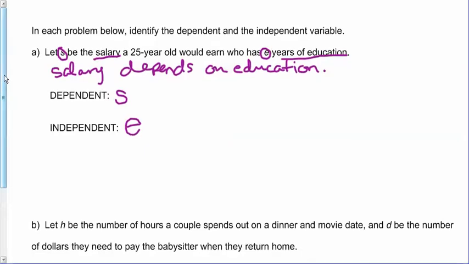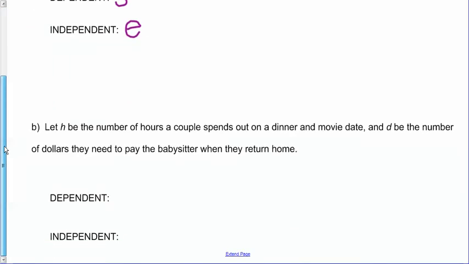Let's see if we can apply those same ideas to the second example. Let H be the number of hours a couple spends out on a dinner and a movie date, and D be the number of dollars they need to pay the babysitter when they return home. So let's mark up our problem just so we're sure we understand what's being given to us. So H is the number of hours that we're out on a date, and D is the number of dollars that we have to pay the babysitter.